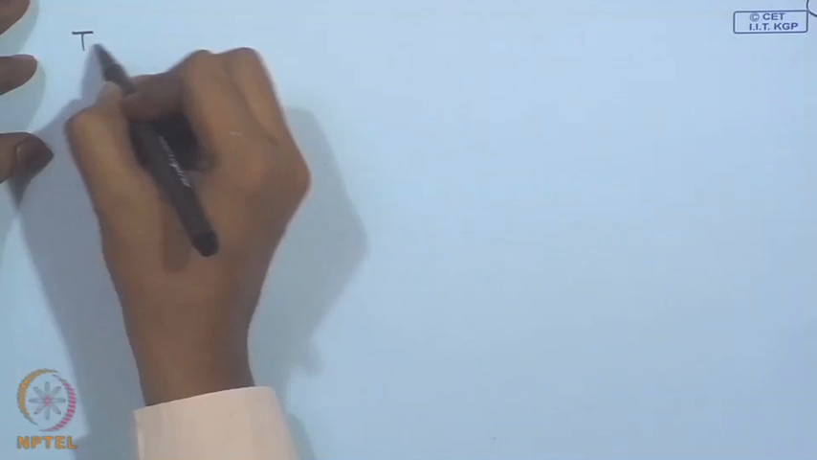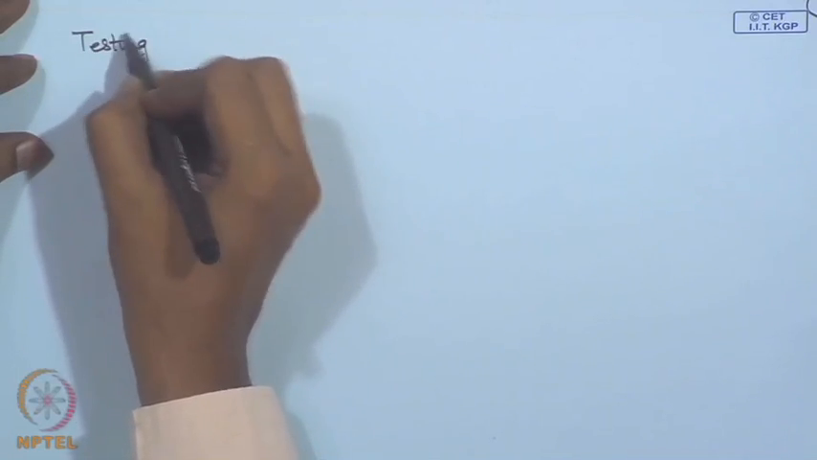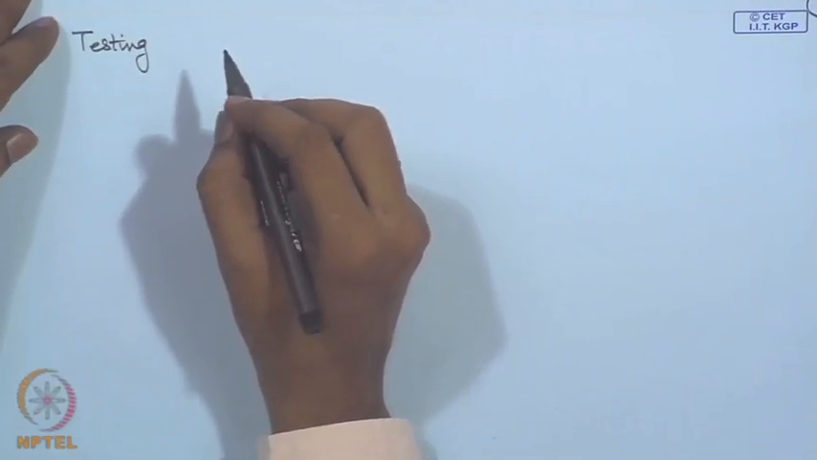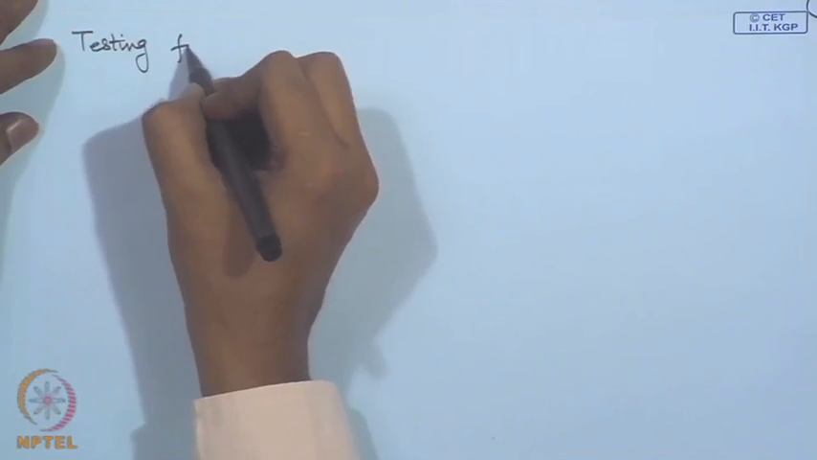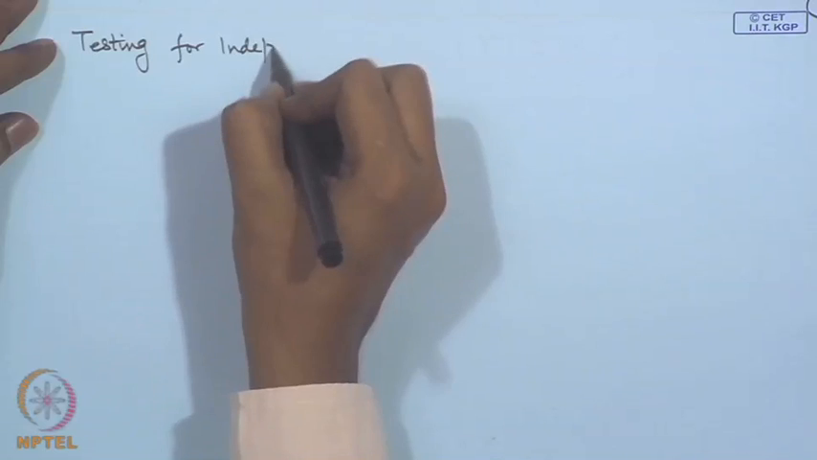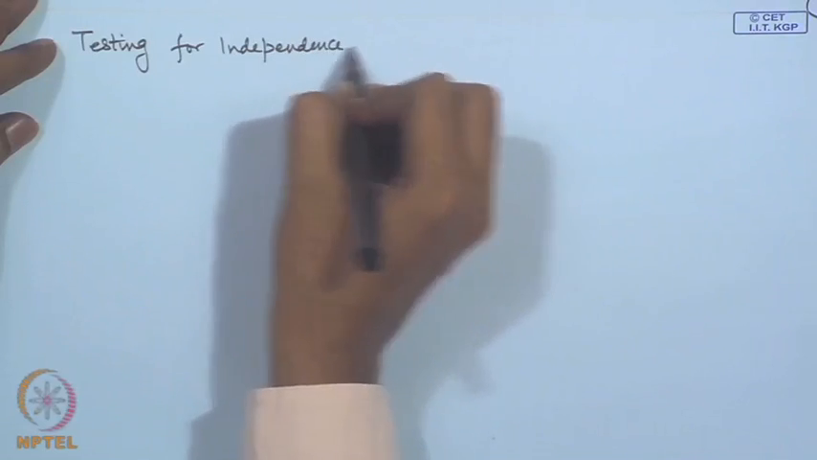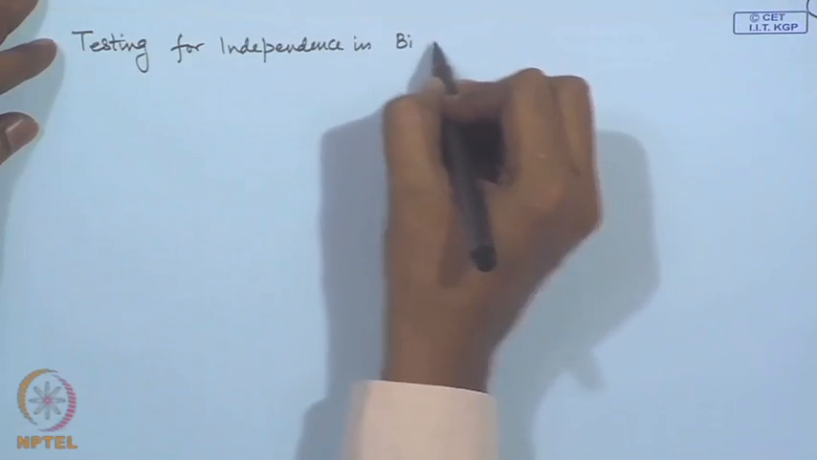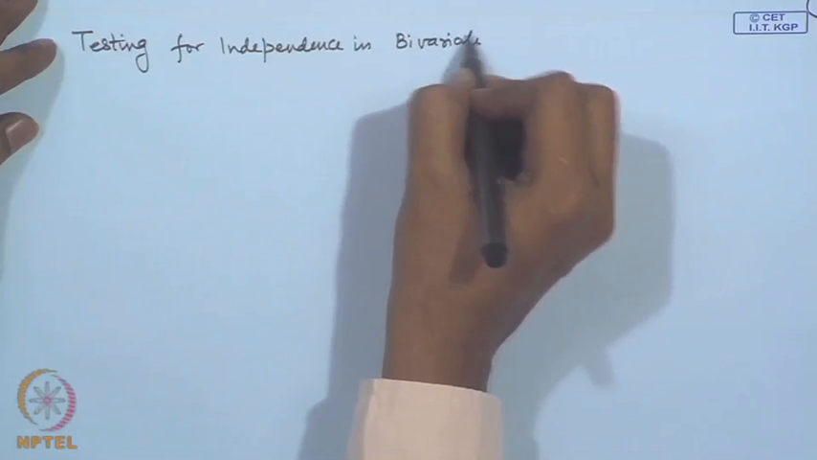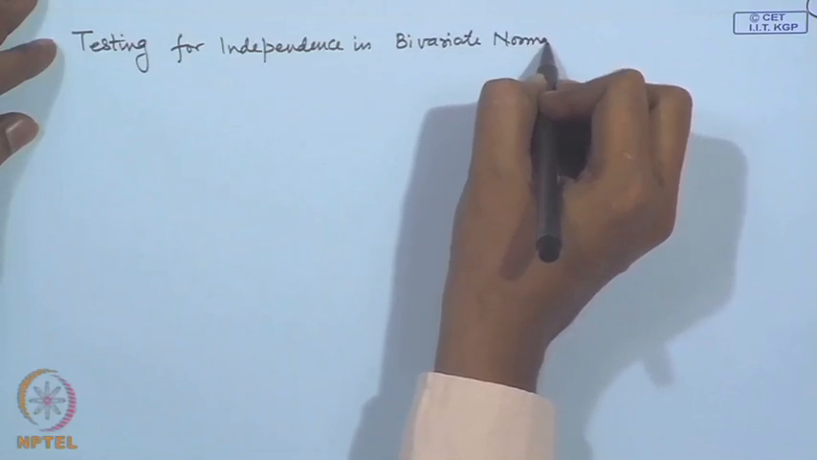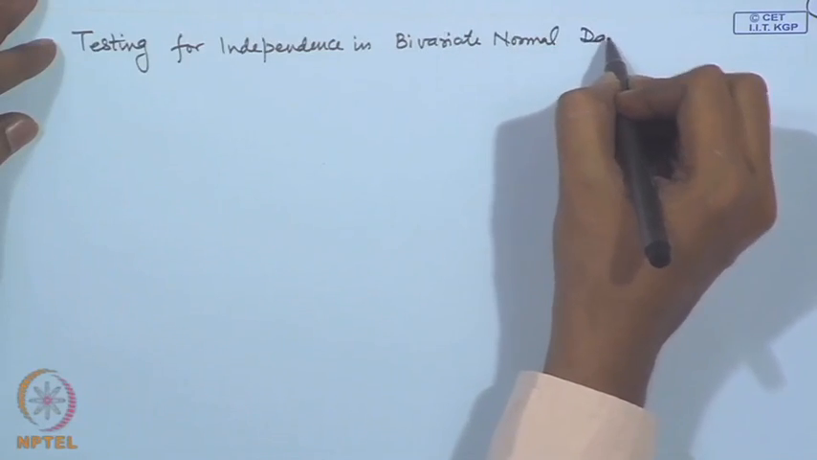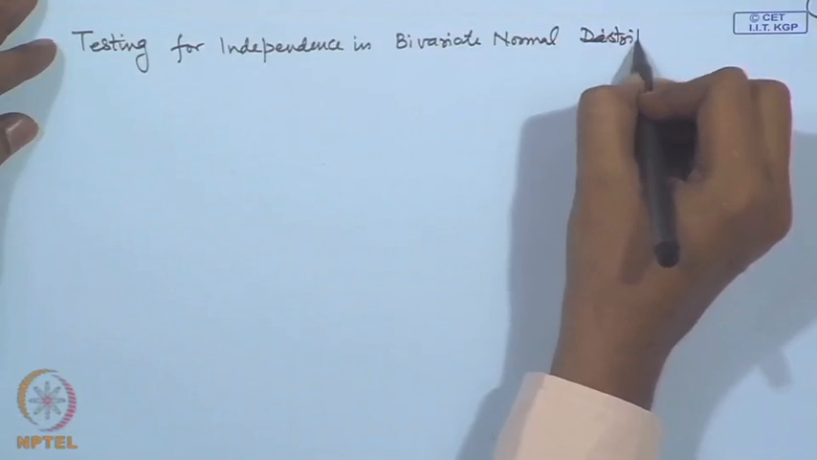So, this will be my last example in the likelihood ratio test, and then we will proceed to another theory here. So, testing for independence in bivariate normal distributions.